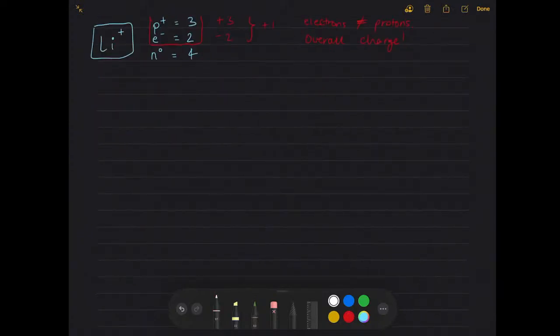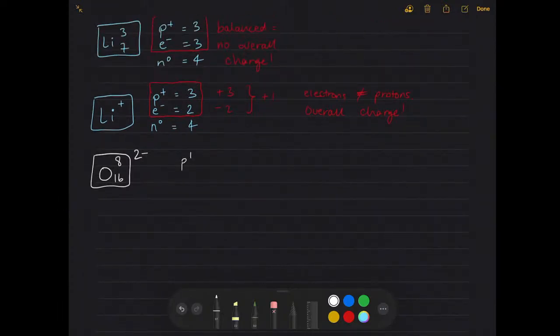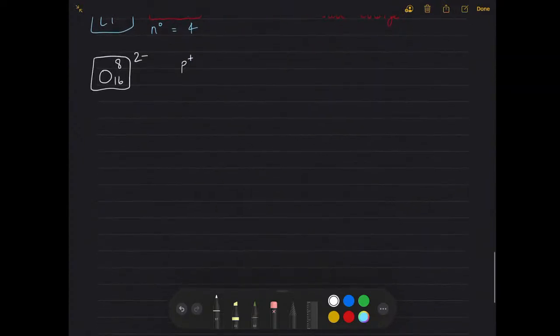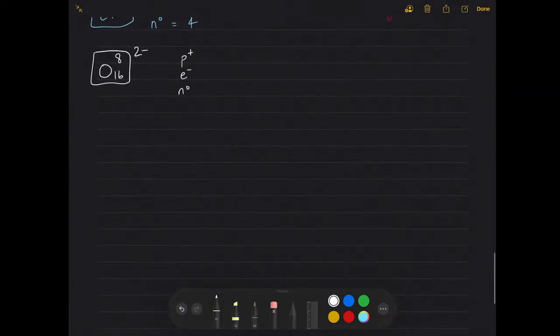So now your turn. Could you work out O2-? And actually on this first one I will help you out because it probably does make sense. I'll just go back and draw O-16, and I want you to think of it as a 2 negative charge. Start off by working out the protons, which should be quite straightforward, a smaller number. 8. Neutrons are 8, but the electrons have changed.